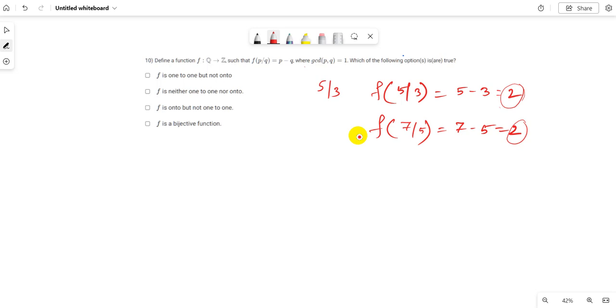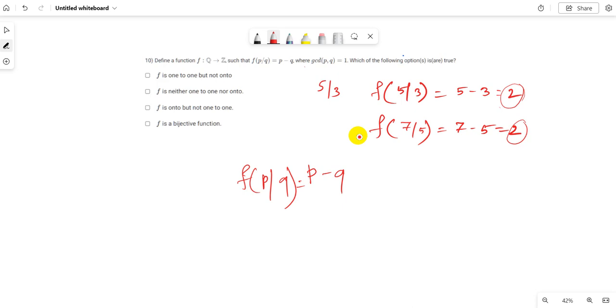And for onto, here p minus q, if p/q is equal to p minus q, onto means every element in the codomain set has a pre-image in the domain set. Each and every element in the codomain set has a pre-image in the domain set. And our codomain set is the integer set and the domain set is the rational number set. So it is possible. So f is onto.